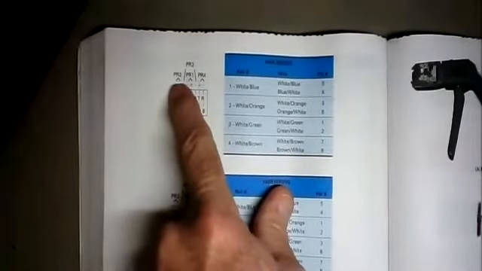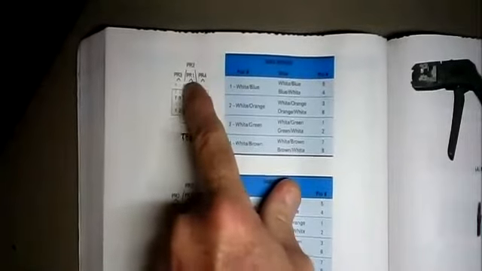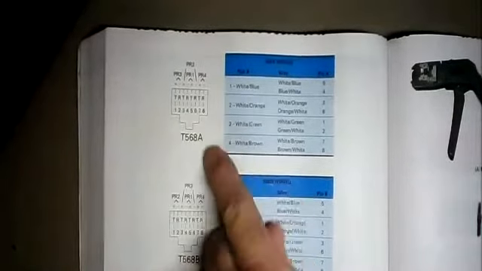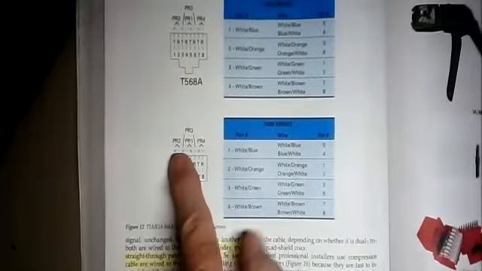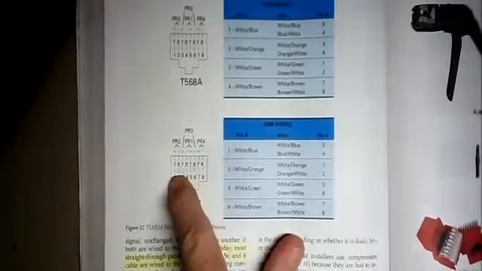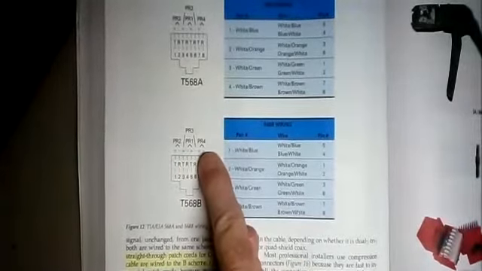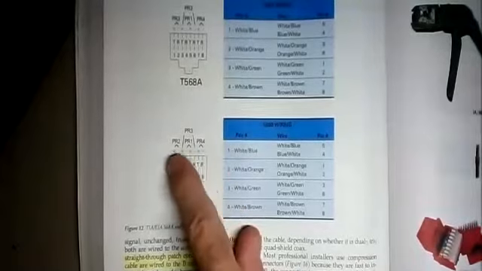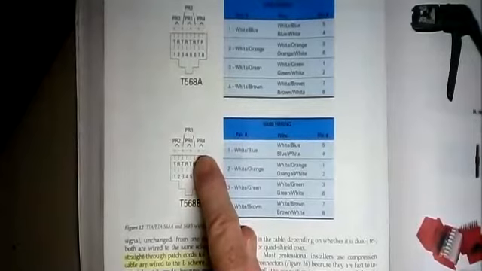Here they're doing pair 3, and then they're saddling pair 2 over pair 1, and then they're doing pair 4. The B scheme, the one that we use today, has pair 2 first, then pair 3 is saddling over pair 1, and pair 4 is at the end. It's a way of reducing crosstalk in the cables.